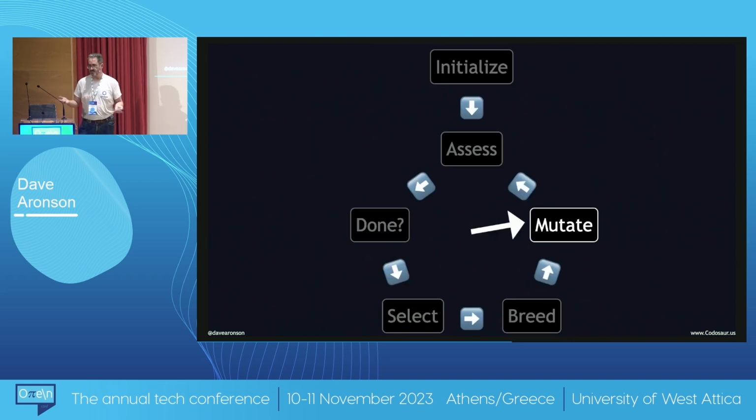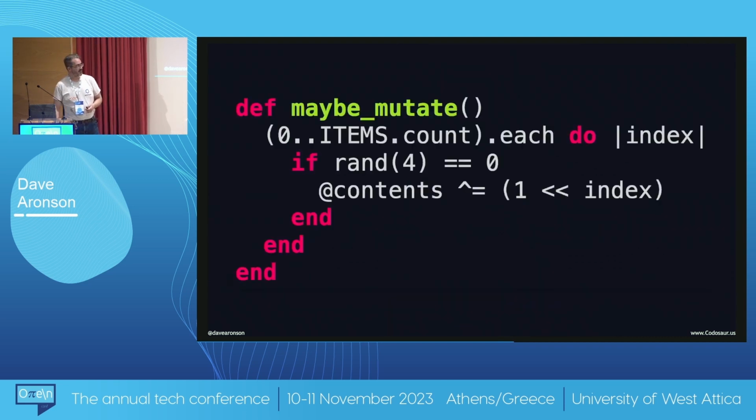Again, I'm going to keep it very simple and just give each gene a 1 in 4 chance of flipping. And in code, that would look like this. We go through the item numbers, and for each one, if a random number from 0 to 3 is a 0, we flip that bit. And as usual, we could get as complex as we want here, like having some genes more likely to flip than others, or having some minimum or maximum number of mutations, or all kinds of other options.